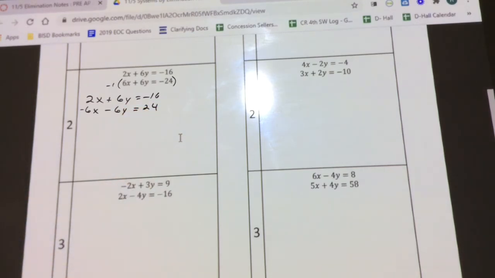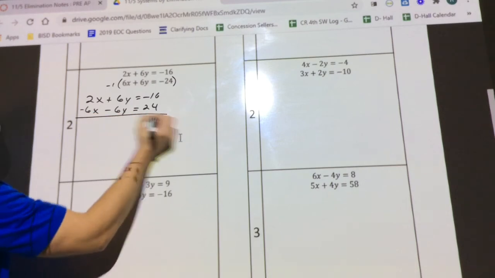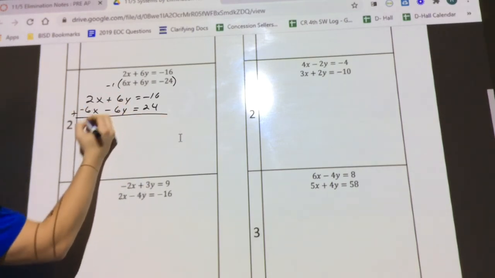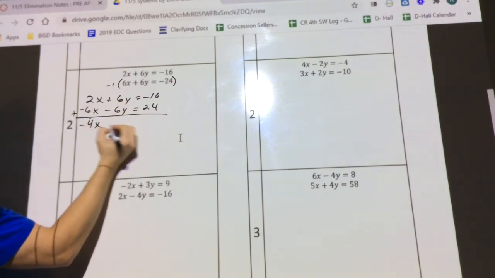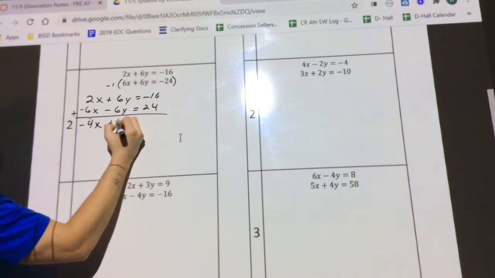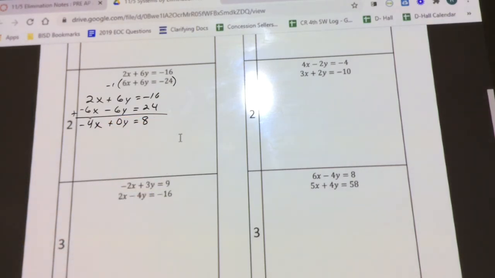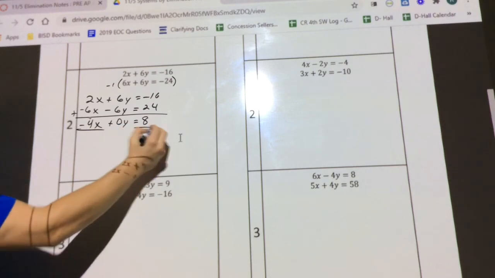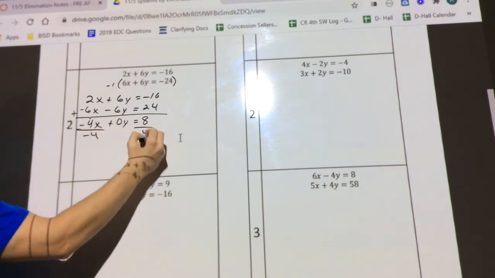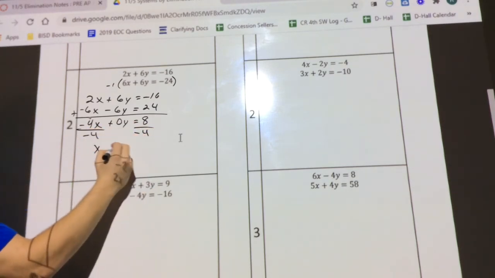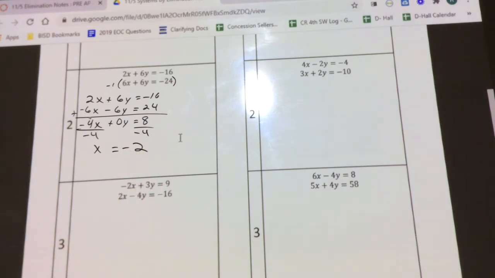Is everybody okay with that first step so far? Anything not making sense there? So then what I'm going to do is literally add them together. And I'm going to end up with negative 4x plus 0y, which is equal to positive 8. Are we good there? Okay, next I'm just going to divide both sides by negative 4. We're going to find that x is equal to negative 2.